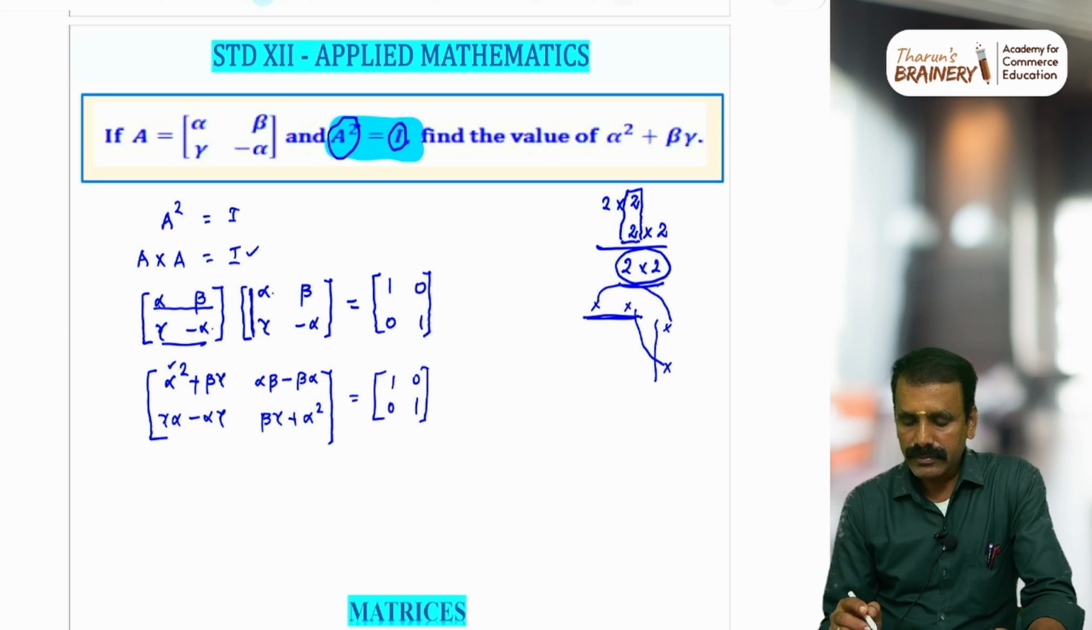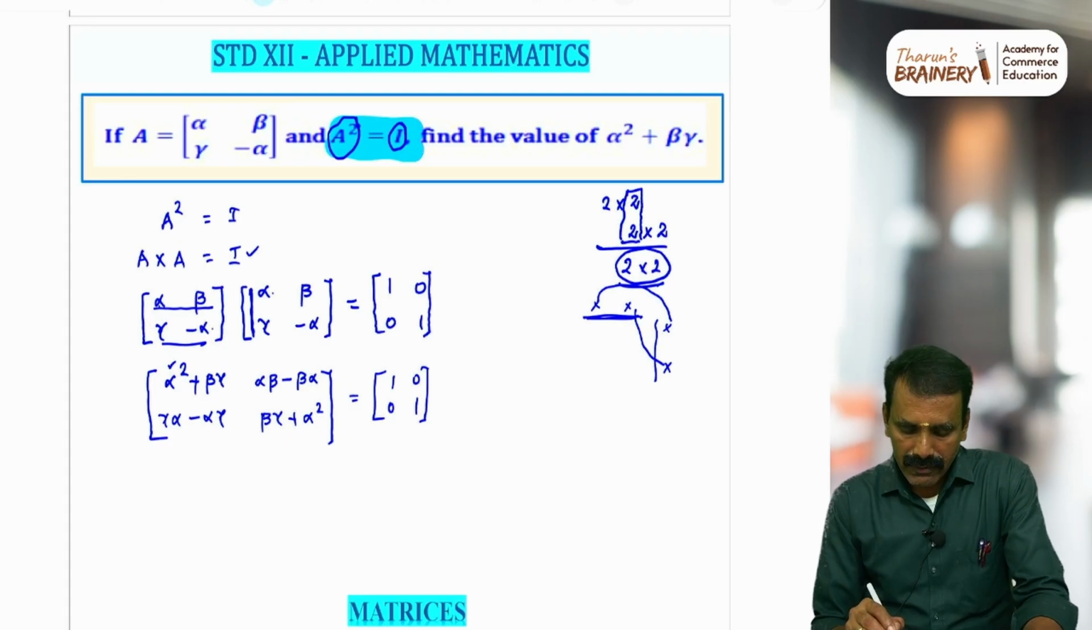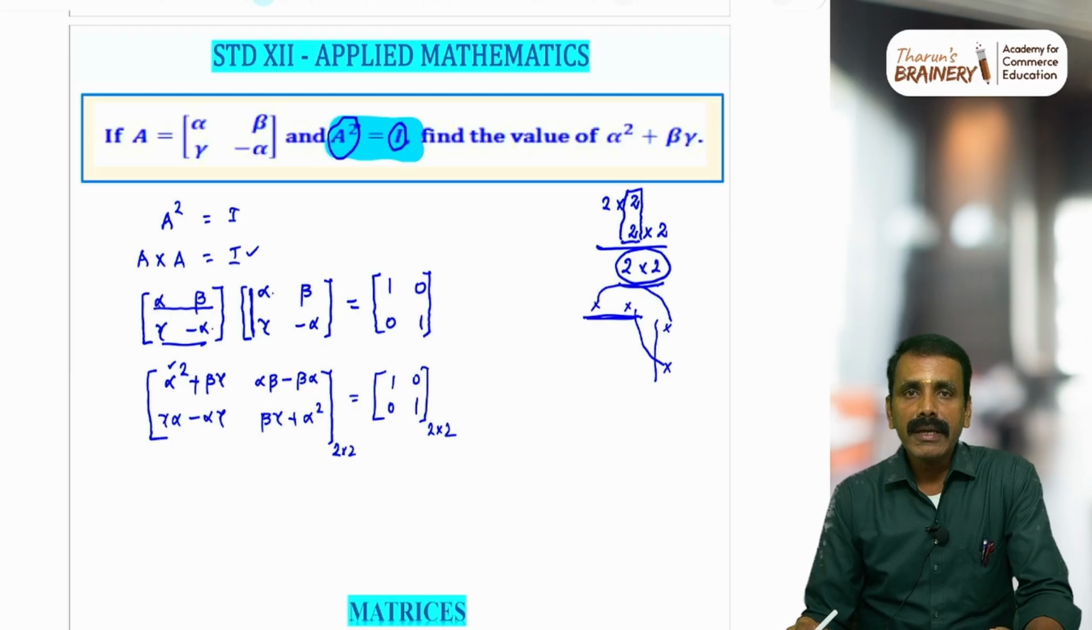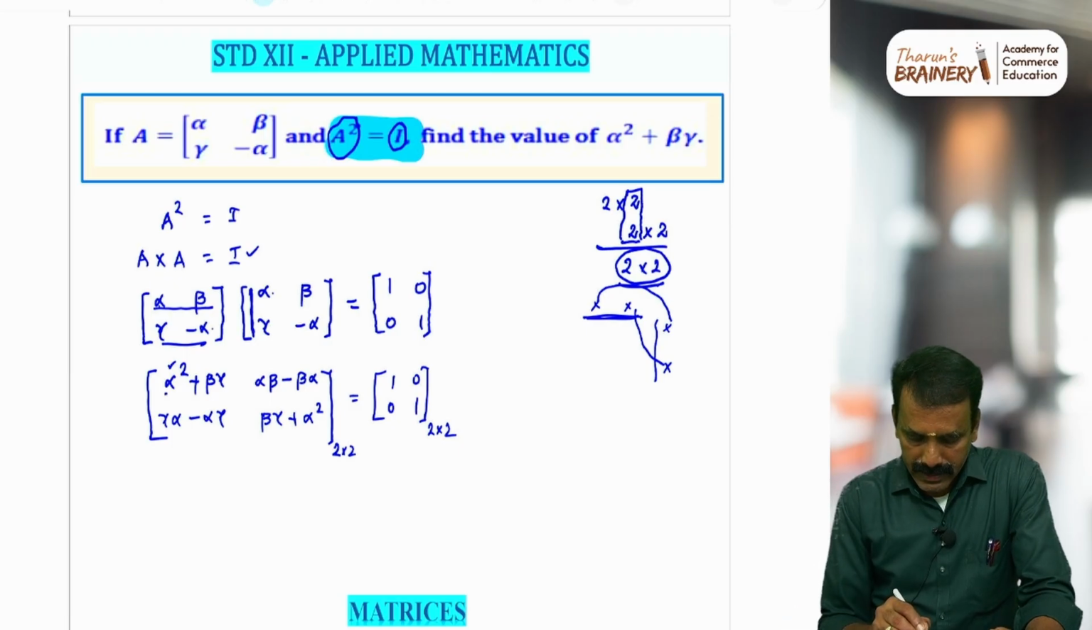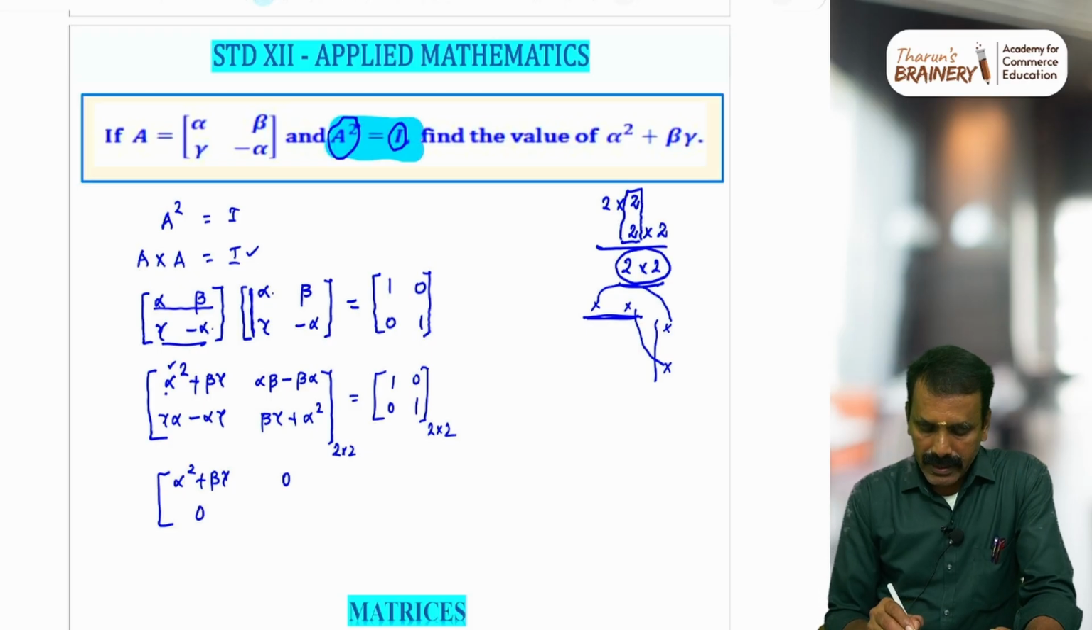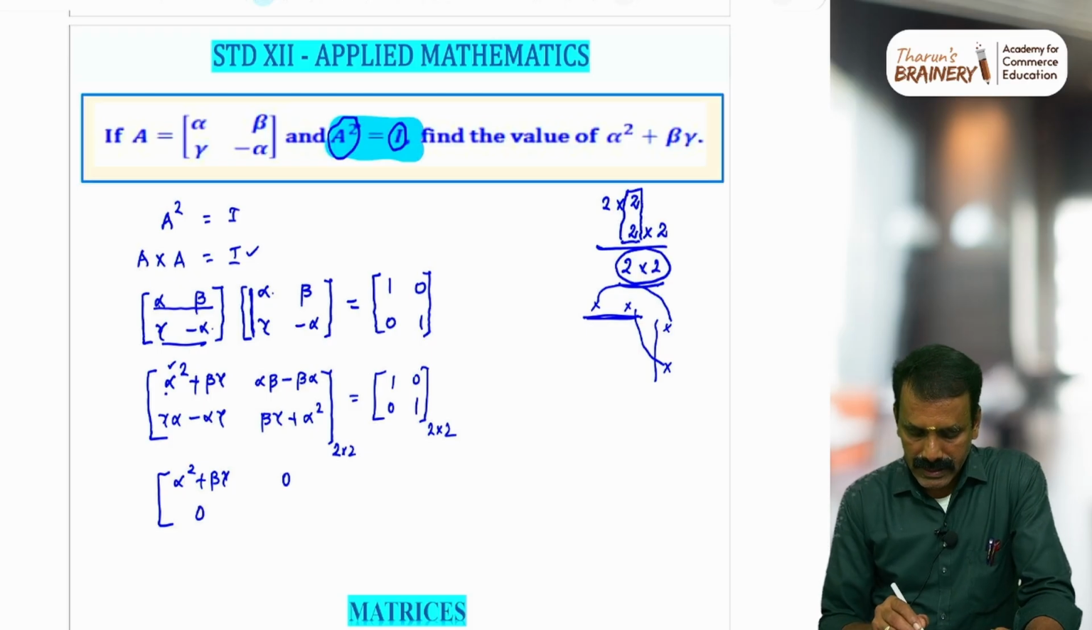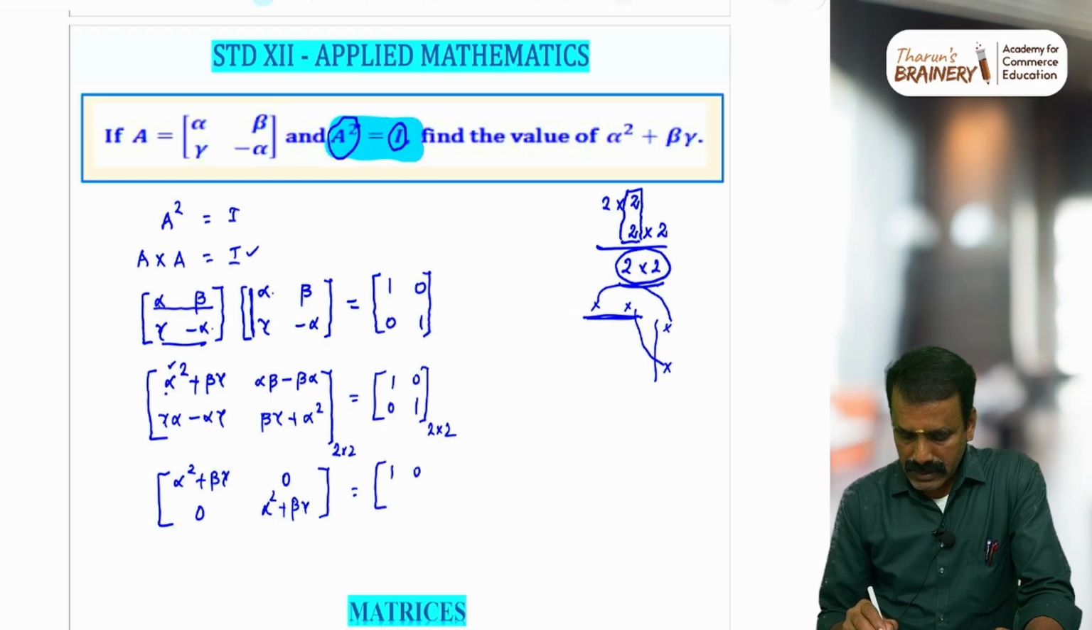This is the answer. Now this is a matrix of order 2 by 2. Again this is a matrix of order 2 by 2. We can equate the corresponding elements. So compare. And one more step we can do. If you want, it is alpha square plus beta gamma. This is 0 and this is also 0, because both are going to have the same magnitude but opposite sign. So they cancel each other. So alpha square plus beta gamma is equal to 1 0 0 1.